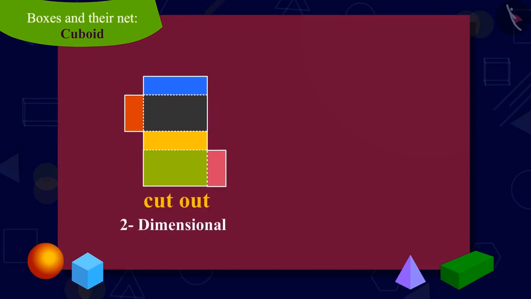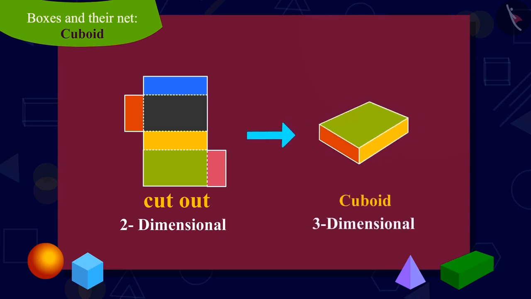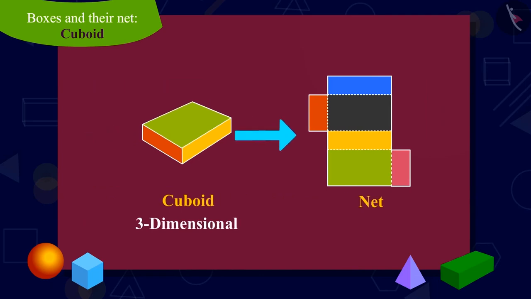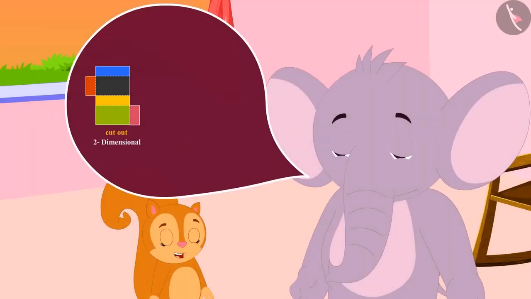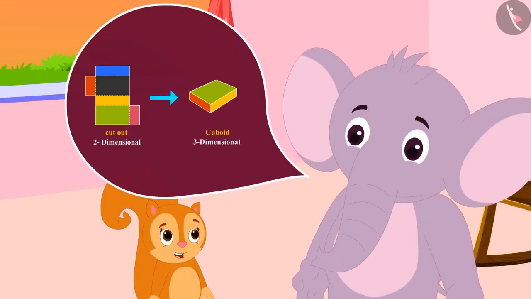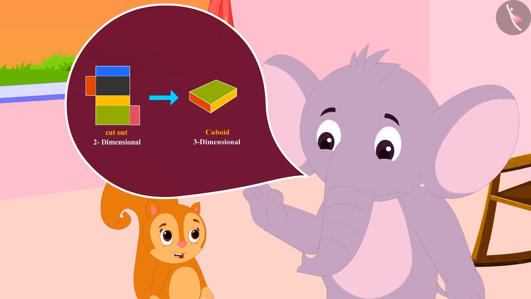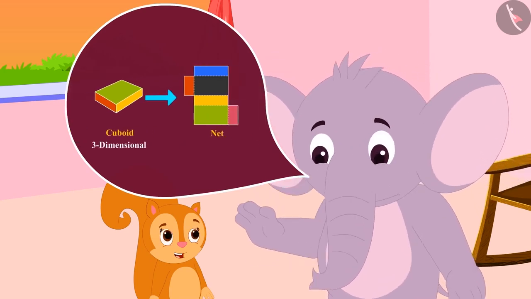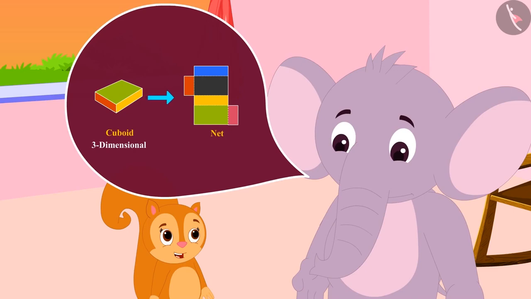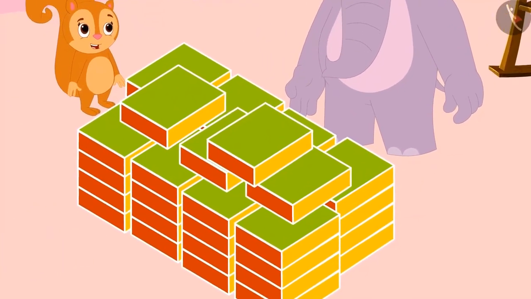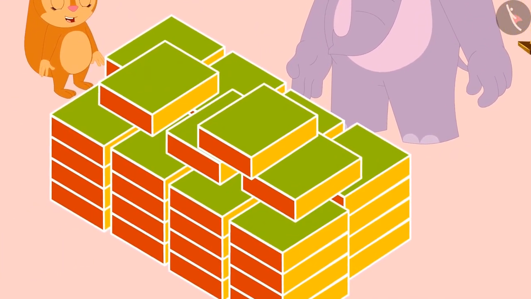Do you know that two-dimensional shapes like the cutouts of this cardboard, which when folded, we make three-dimensional shapes like the cuboid? This is called the net of the shape. Appu also explained to Chanda about the cuboid and its net. Chanda and Appu packed all the laddus.